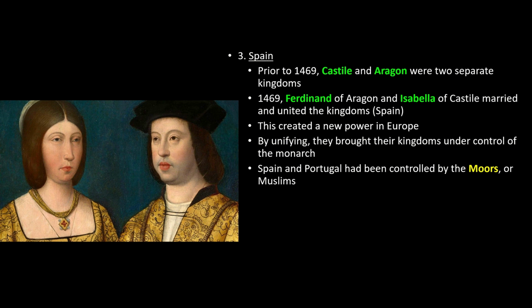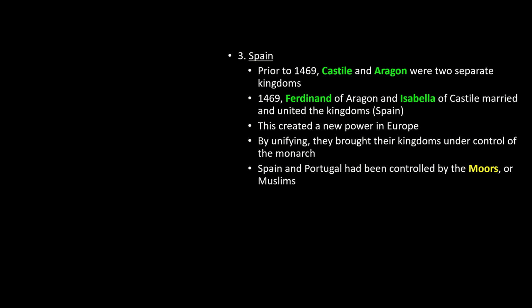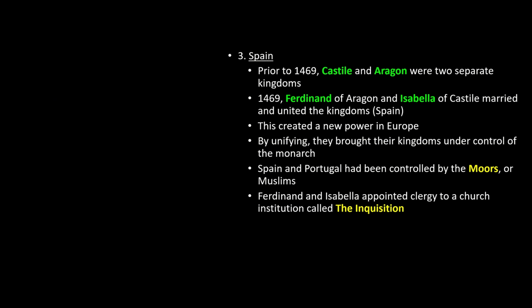Because remember, Spain, Europeans are Christian, they're Catholics, right? And guys, Islam is a rival religion to them, okay? So, Ferdinand and Isabella, another way they're going to centralize power is they're going to create something that is infamous. It is notorious, and it is called the Inquisition, all right? They're going to appoint clergy to a church institution called the Inquisition.